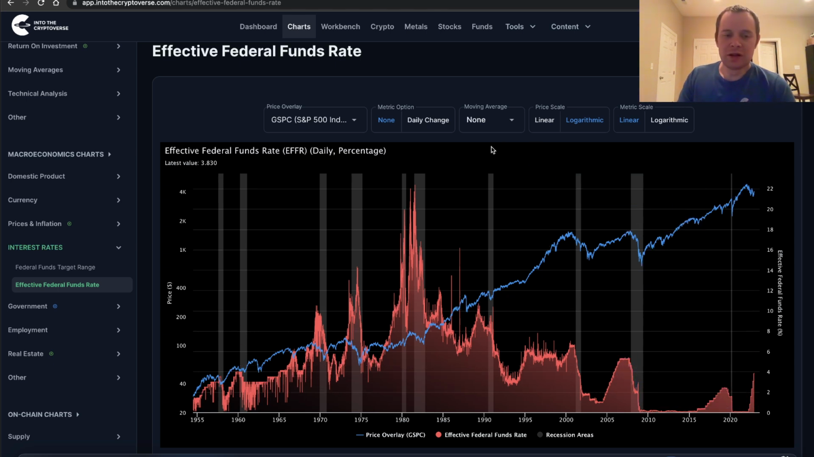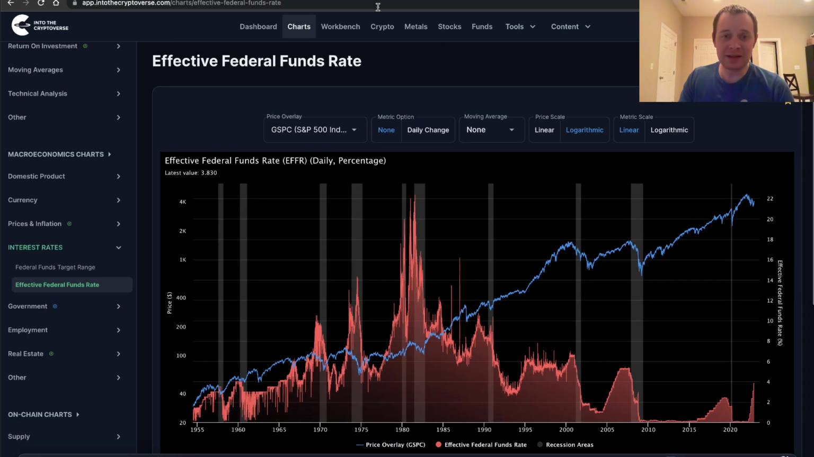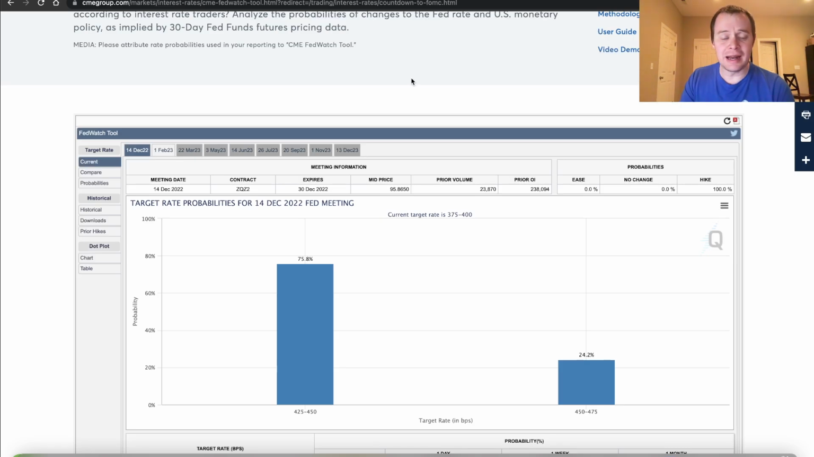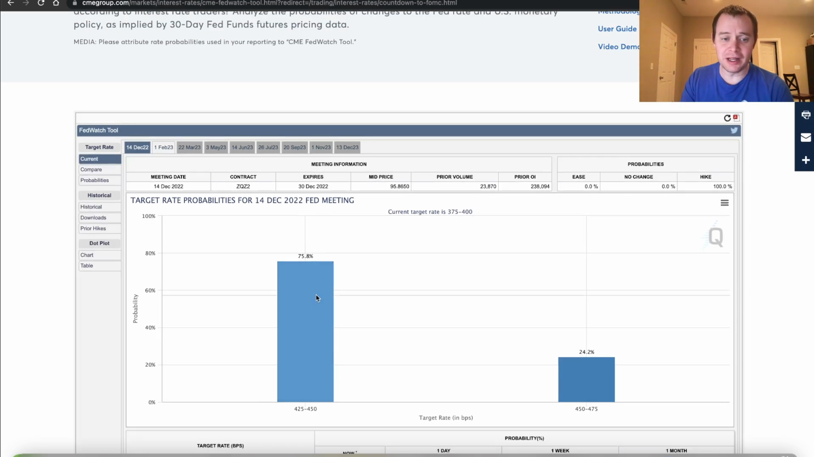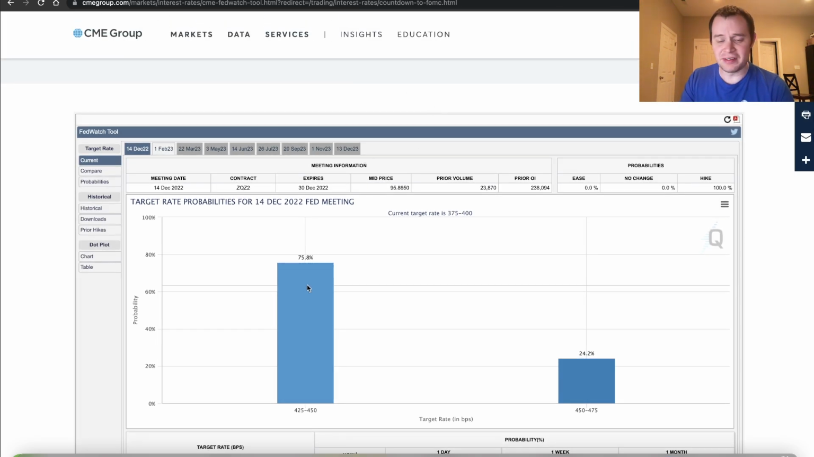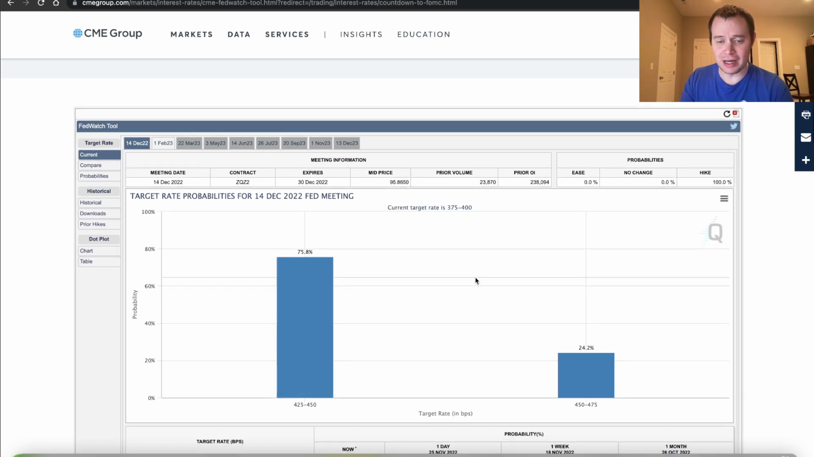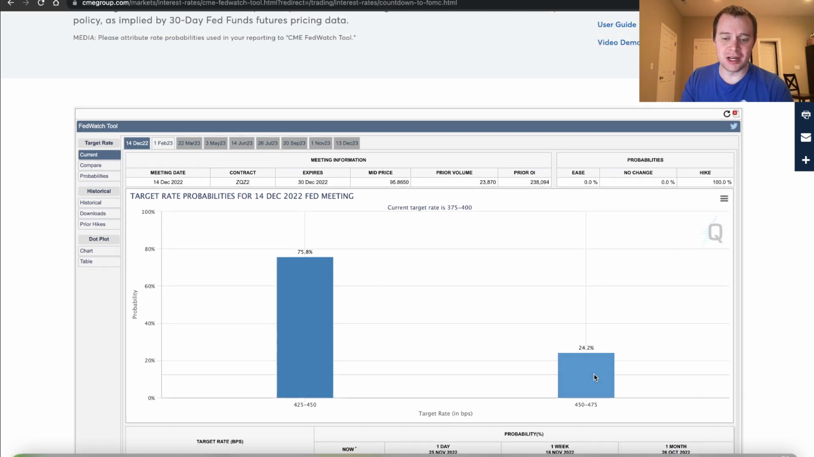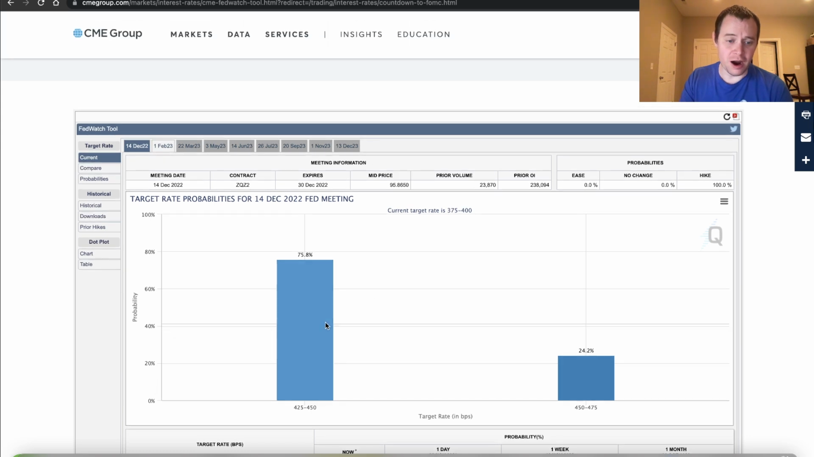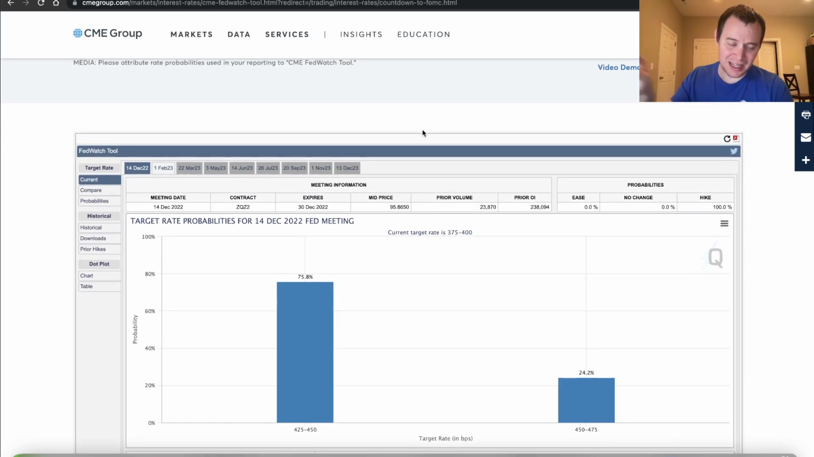So the federal funds rate is already at 4%, right? They're likely going to continue going higher. And if you look at expectations for the December meeting, we're currently looking at a 75-76% chance of a 50 basis point rate hike and about a 24% chance of a 75 basis point rate hike. So far, markets are expecting it to only be 50 basis points, which would still get us to 4.5% by the end of the year.